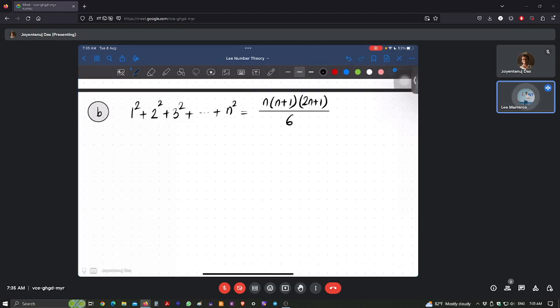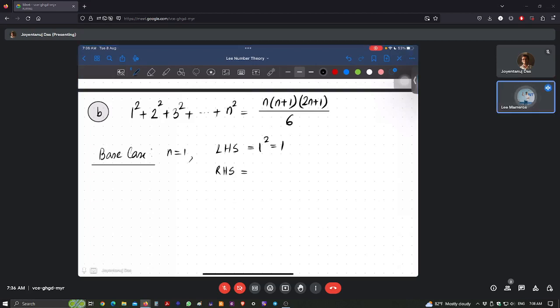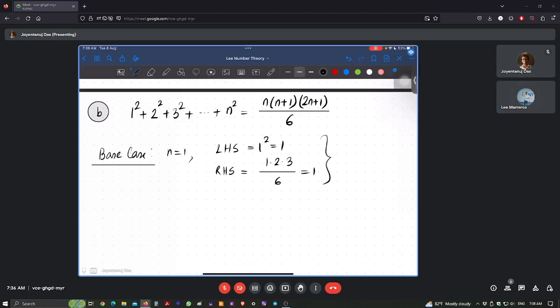We replace n by k. First we have to verify the base step, the base case with n equal to 1. The LHS is 1 square, which is 1. What is the RHS? 1 multiplied by 2 multiplied by 3 divided by 6 equals 1. So the base case is true.